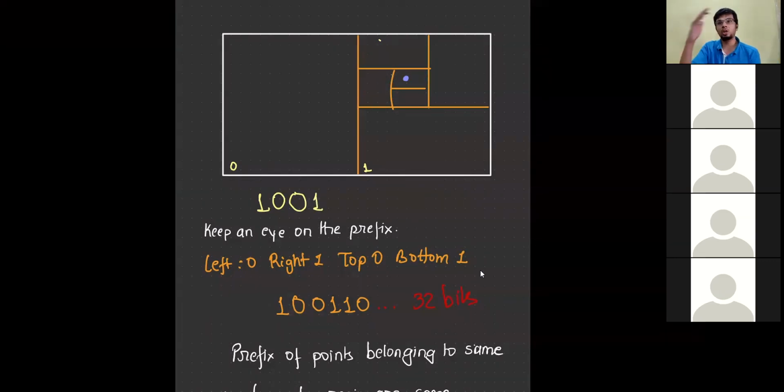Is it on the left or on the right? It is on the right hand side. So again a 1. And I'll make a horizontal cut. Is it on the top or the bottom? It's on the top. Right. We can continuously do this.